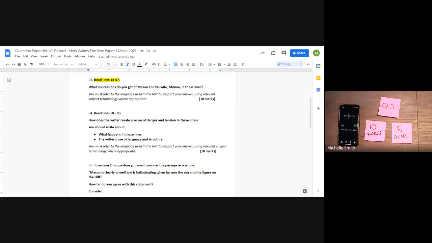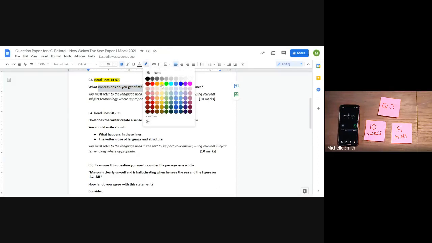Let's have a look at the question. What impressions do you get of Mason and his wife Miriam in these lines? Okay, now a couple of things to highlight here. Not only Mason, but his wife, Miriam. So we've got two characters that we can look at now.